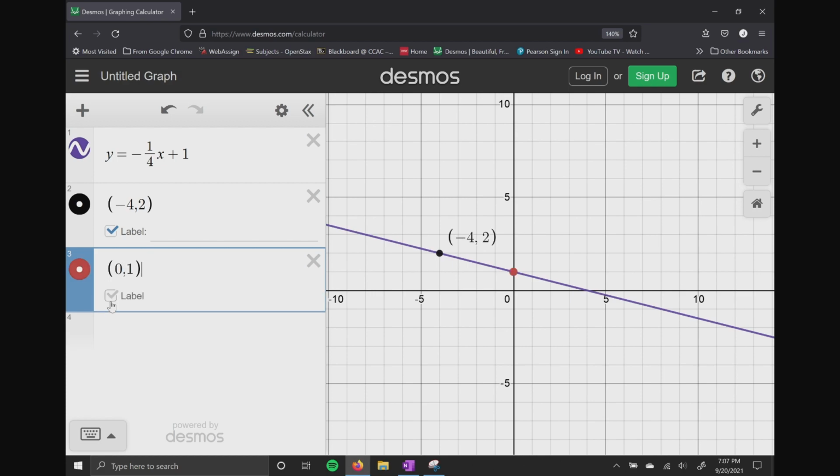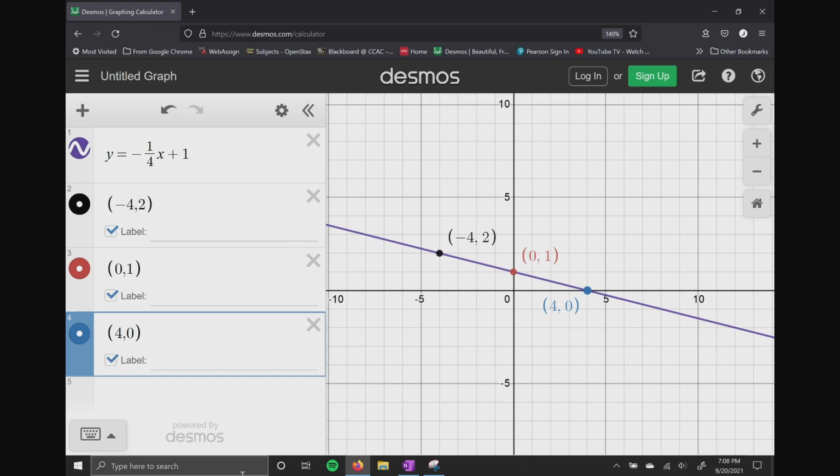Label it. And then our last one was 4 comma 0 if I was correct. And label that. Perfect. As you can see here, I have 3 points all on the purple line. And that just tells me that, hey, all the math that you've completed so far is all correct.